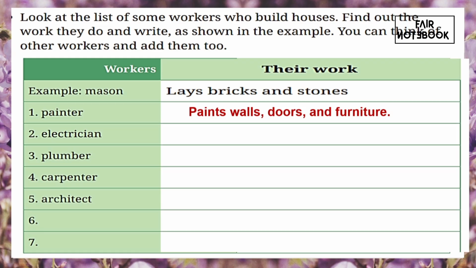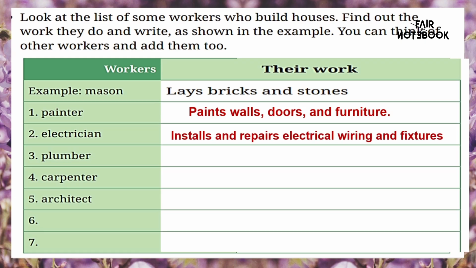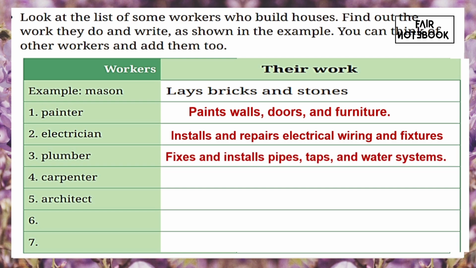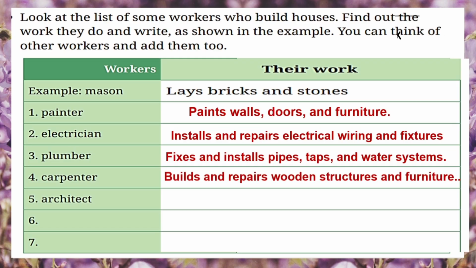Worker: electrician. Their work: installs and repairs electrical wiring and fixtures. Worker: plumber. Their work: fixes and installs pipes, taps and water systems. Worker: carpenter. Their work: builds and repairs wooden structures and furniture.